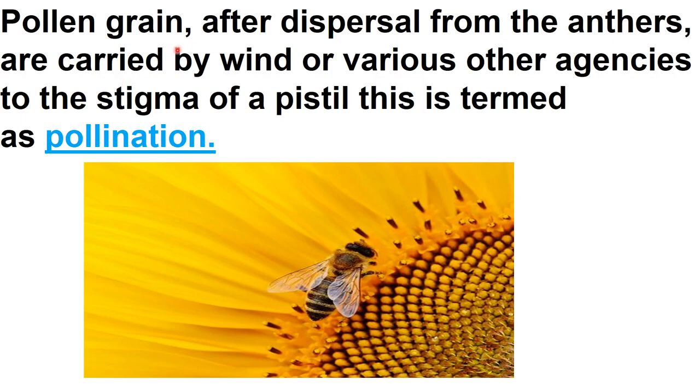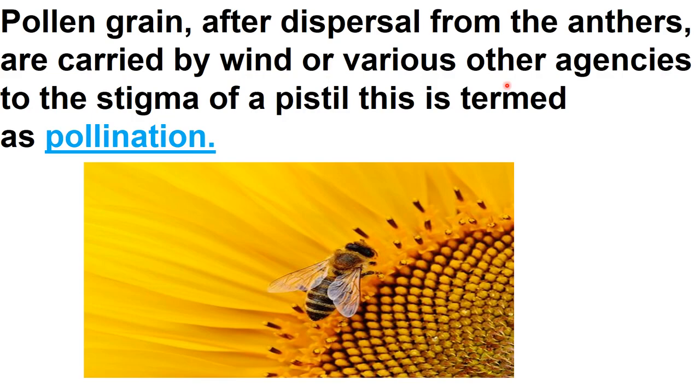Now, the pollen grain, where has the pollen grain been formed? Inside the anther. Now pollen grains after dispersal, meaning when the anther matures, pollen grains will be dispersed. Pollen grains will come out of the anther. And after the dispersal from the anthers, these are carried by the wind or various other agencies. You might have studied about pollination. What happens? The dispersed pollen grains are carried by different pollinating agencies.